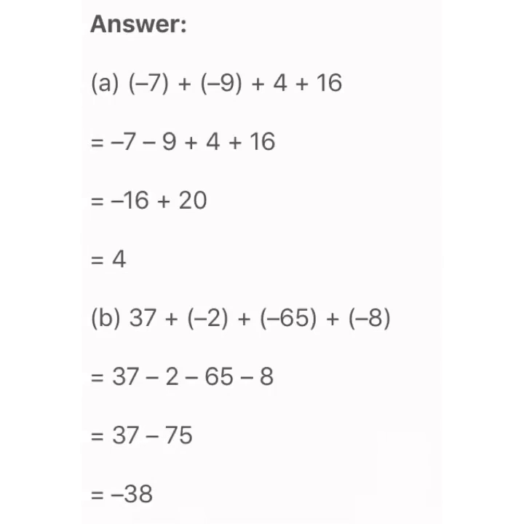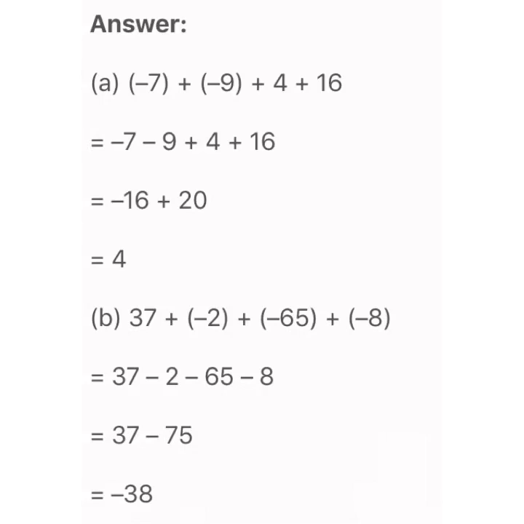37 plus minus 2 plus minus 65 plus minus 8. Now we will open the brackets: 37 minus 2 minus 65 minus 8. Children, first we will add all the negative integers, that is minus 2, minus 65, minus 8. So minus 2 minus 65 is minus 67, and minus 67 minus 8 is minus 75.